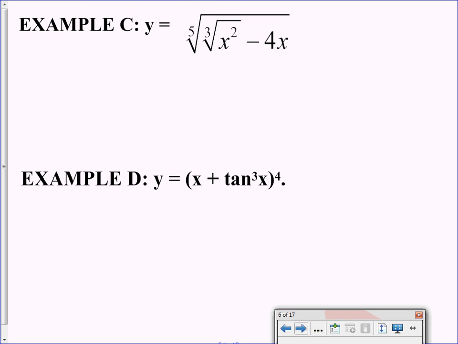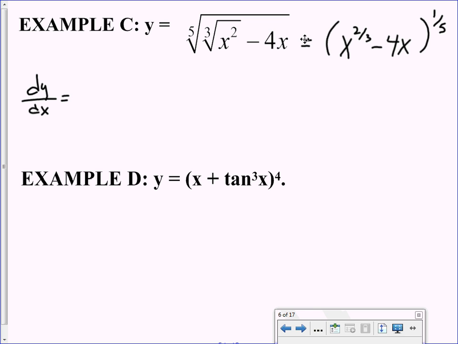Now C looks intimidating until you rewrite it with fractional exponents in parentheses. The fifth root is the 1/5 power. So we can rewrite this as the cube root of x squared, which is just x to the 2/3, minus 4x, all to the 1/5. So rewriting our function first, now it's clear what the outermost function is. It's a composition. We're going to apply the chain rule to get the derivative.